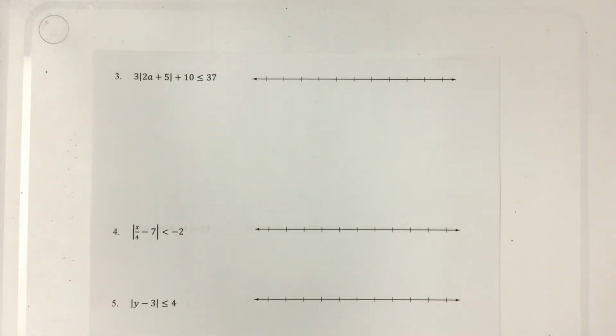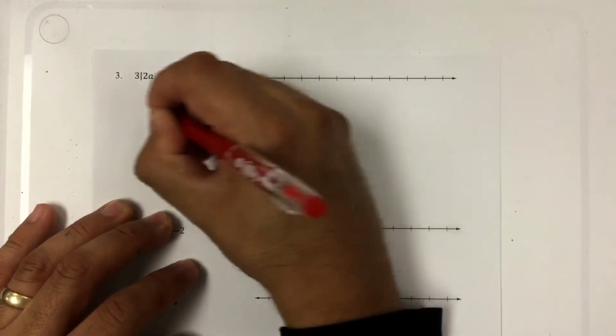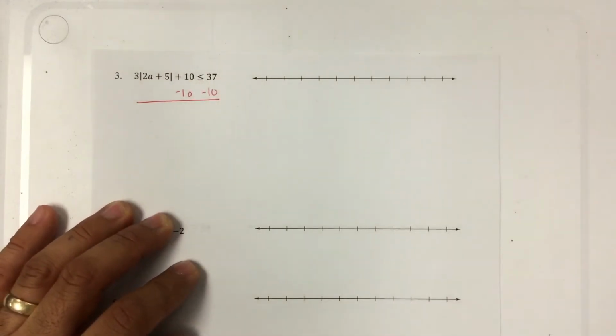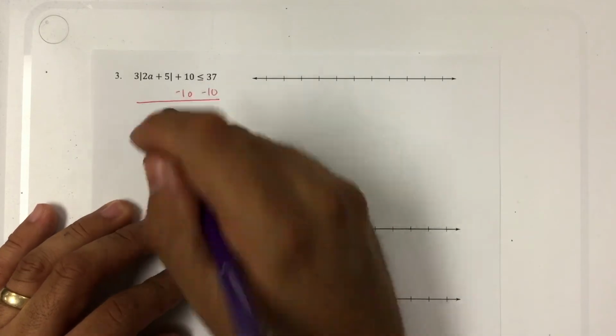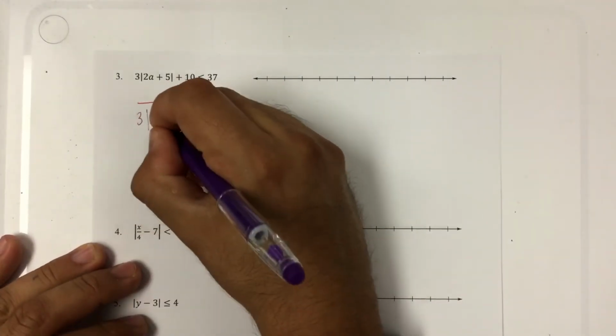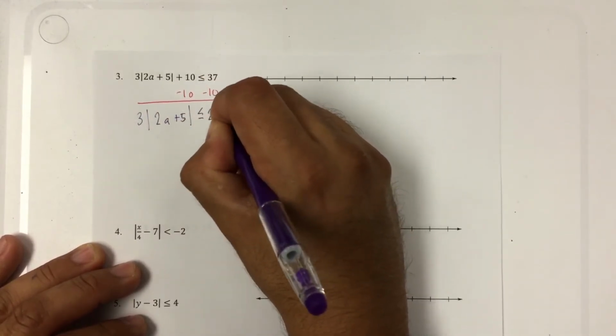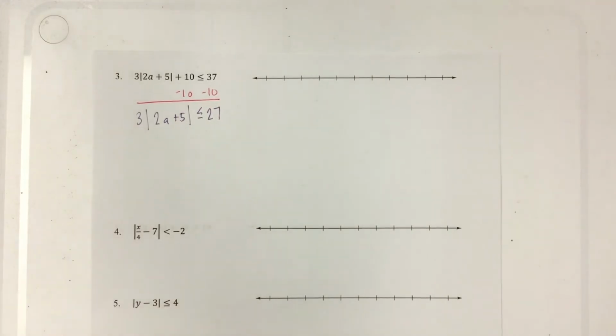Okay. Now, first question. Can I go straight to solving this? Why not? You have to reorganize it. So what should I do first? It's minus the 10. We're going to subtract the 10 first. Whenever you're solving these, you want to isolate the absolute value expression. So 3 times the absolute value of 2a plus 5 is less than or equal to 27.